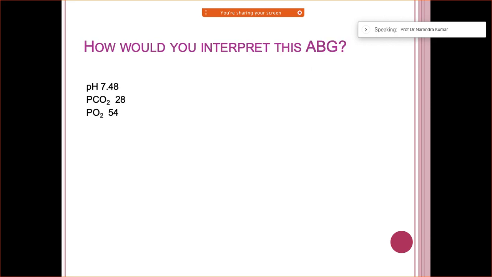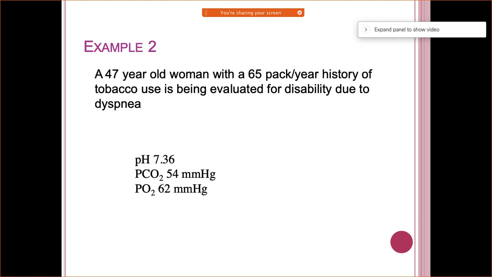Okay, one more example. So what do we notice in this, the pH? It is alkalosis. Oh my gosh, everyone is now so smart. And the PCO2? Is it decreased? Wonderful, wonderful. And O2? That is also on the lower side. Wonderful. So this is respiratory alkalosis, and the reason is hypoxia. Okay, so now since we have finished one example, let's go to the second example.